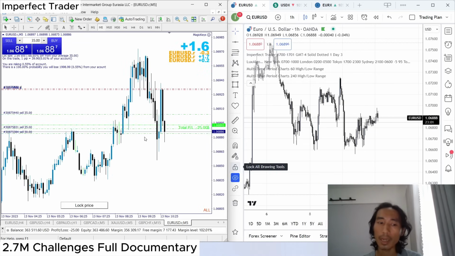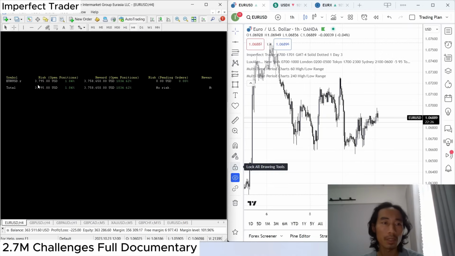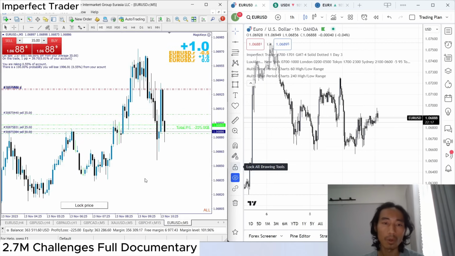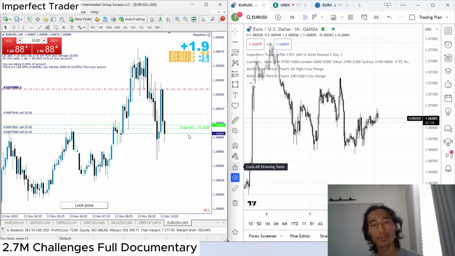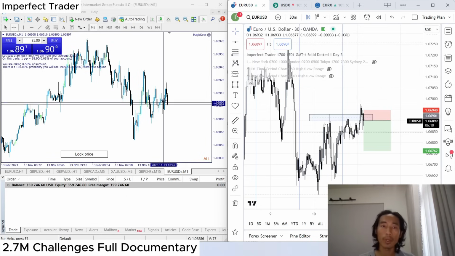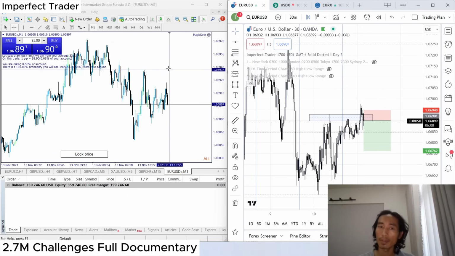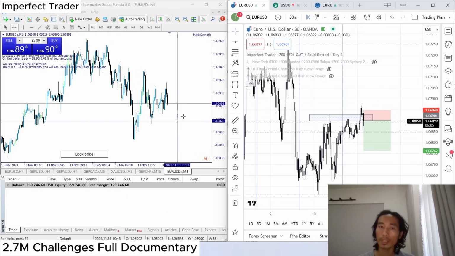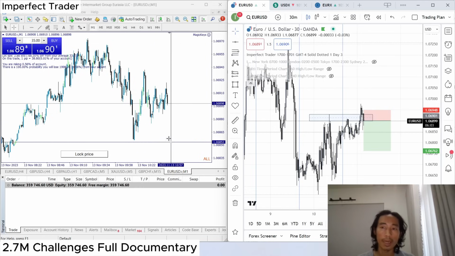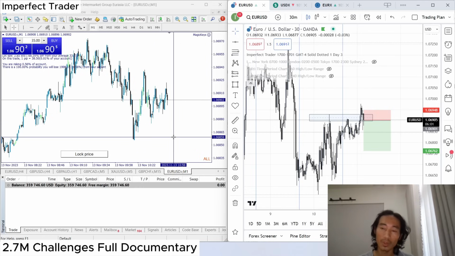So let's see if we can actually win this trade. You can see the risk exposure is exactly the amount left on this account. So if we lose the trade, we lose the account. So probably wake up around this region, and due to spread and commission, I hit maximum drawdown.